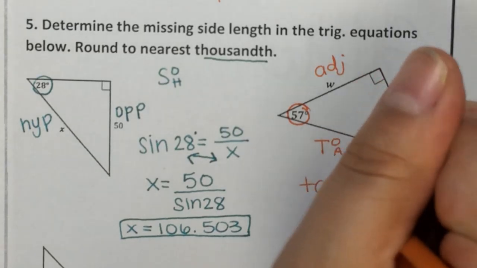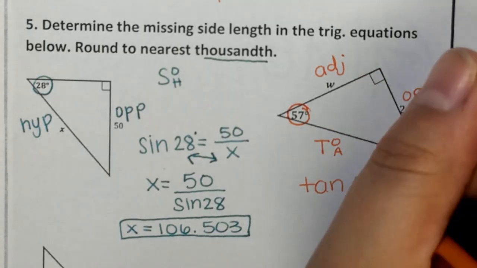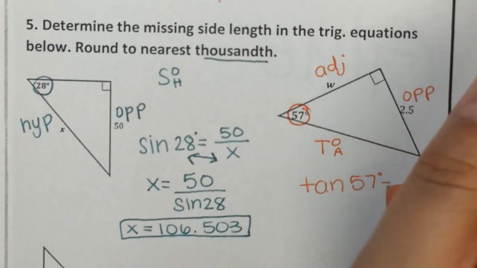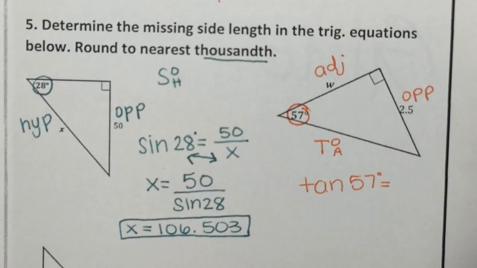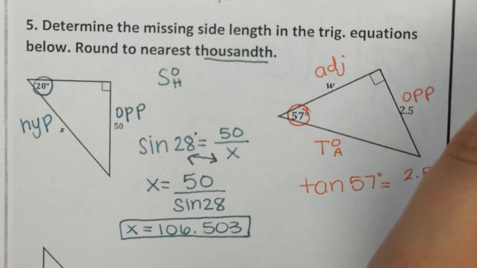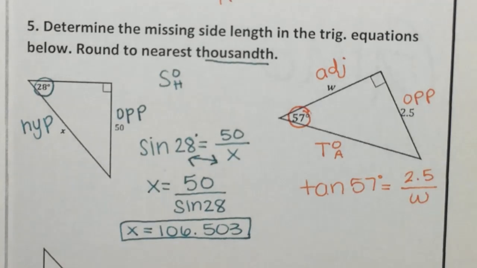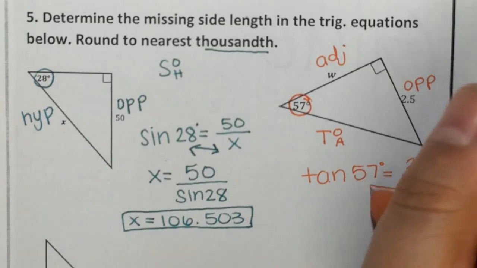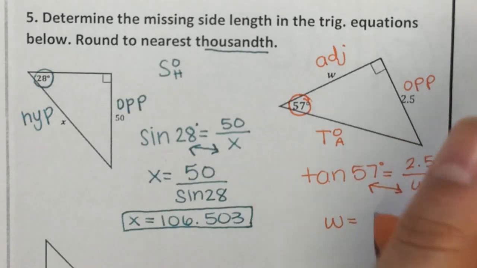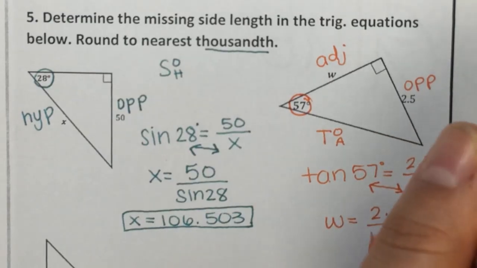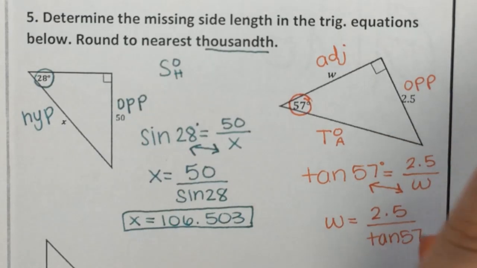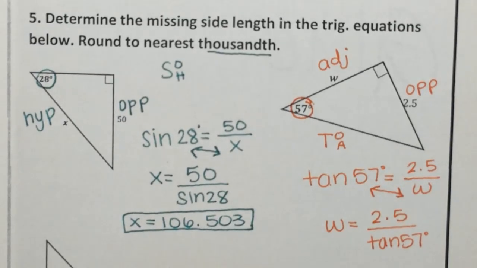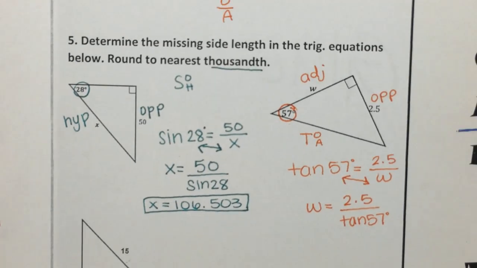The tangent, what's my angle? 57 degrees. TOA is opposite over adjacent. When the letter is on bottom, what do I do? Switch them and divide. Leave 2.5 up top and the tangent of 57 is on the bottom. Type that in Desmos, please.